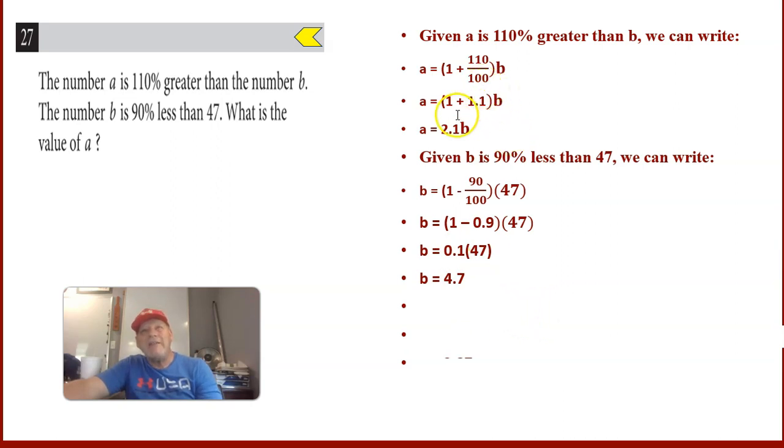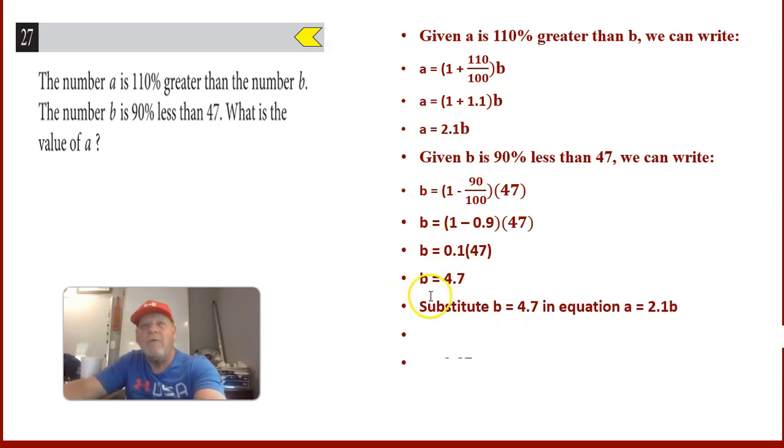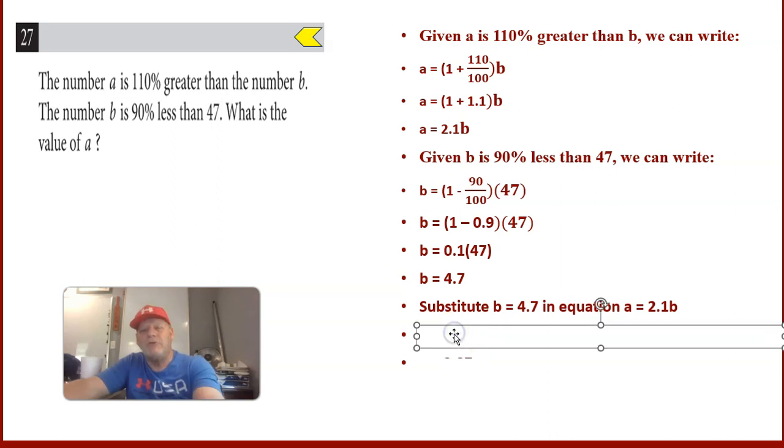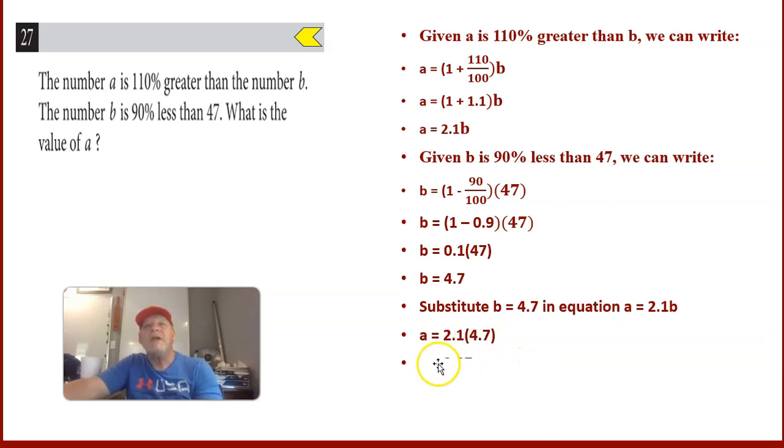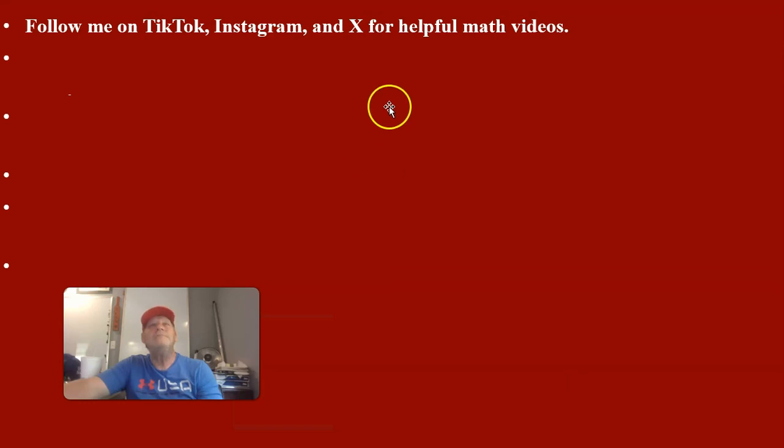Now I can take this equation up here and substitute my B and solve for it. So I substitute B equals 4.7 and A equals 2.1B. Now it's a multiplication problem. Just use a calculator or stack them up, and you get 9.7. And that is the answer. A equals 9.7. Hopefully you're able to get that one right as well.